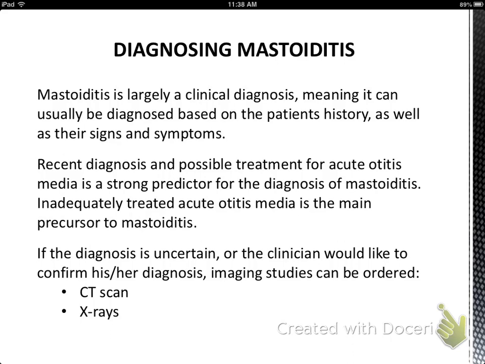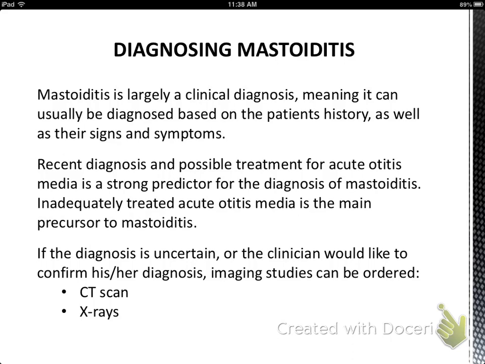Mastoiditis is largely a clinical diagnosis, which means it is usually accurately diagnosed based on the patient's history, as well as their signs or symptoms. Recent diagnosis and possible treatment for acute otitis media is also a strong predictor and should increase your suspicion for the diagnosis of mastoiditis. As I said earlier, inadequate treatment for acute otitis media is the main precursor to mastoiditis.